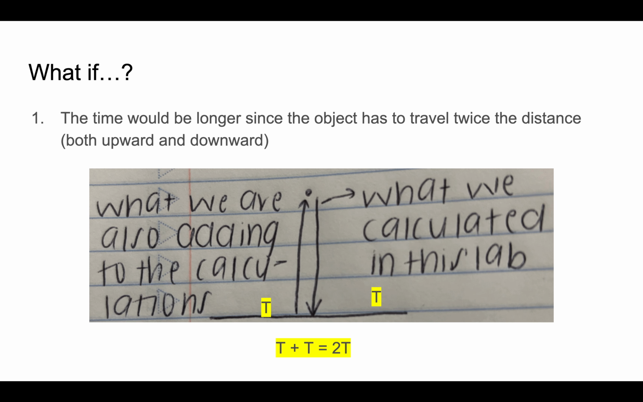And what if we threw the ball straight up and then it fell straight down? Well, the time would be much longer in this case, since the object has to travel twice the distance, both upward and downward. On the right side, we can see that the arrow pointing down is what is similar to what we calculated in this lab, and which has a time of t. And on the left side, we can see what would happen as the ball would travel upward, and that also has a time of t, since it has the same distance. And so if you add those two together, you get 2t, so the time is twice as long.